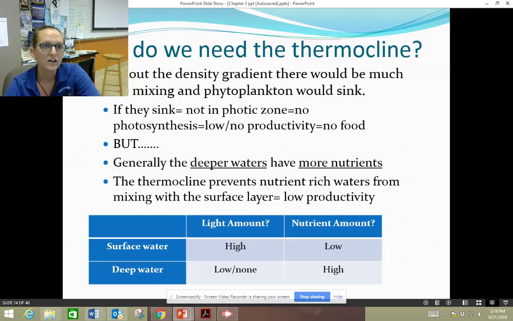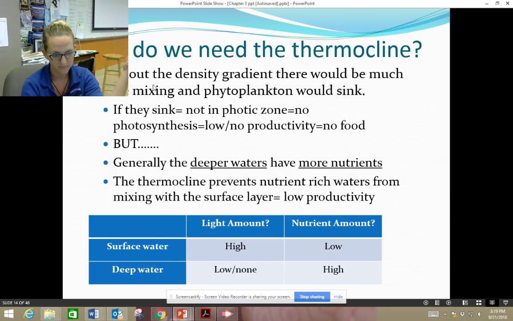Okay. Why do we need a thermocline? Without the density gradient, there would be a lot more mixing, and then your phytoplankton will sink, like I mentioned. If they sink, they're not in the photic zone, therefore no photosynthesis. If there's no photosynthesis, we're going to have really low primary productivity and no food. But generally, the deeper waters have more nutrients. Even though it's just little particulate matter, nutrients have mass and they will sink. Things with mass are going to sink. And their mass obviously has to be greater than the density of the water particles and salt particles. They have to be atomically heavier for them to sink.